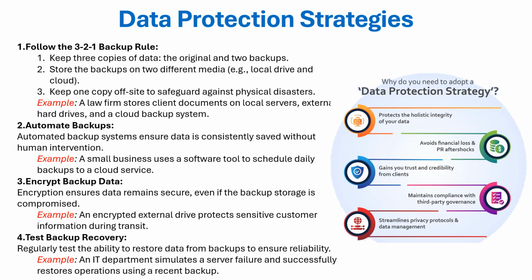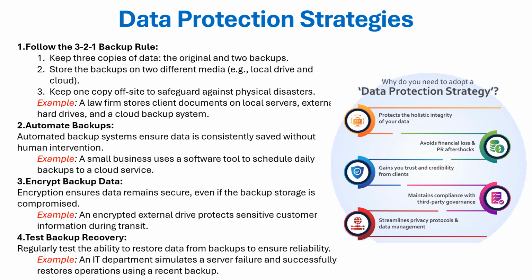Since backup is important, we need to have a plan or strategy. There are many ways to do data protection. One of them is to follow the 3-2-1 backup rule, where you keep 3 copies of data, the original and 2 backups, store the backups on 2 different media, for example a local drive and the cloud, and keep 1 copy offsite to safeguard against physical disasters.